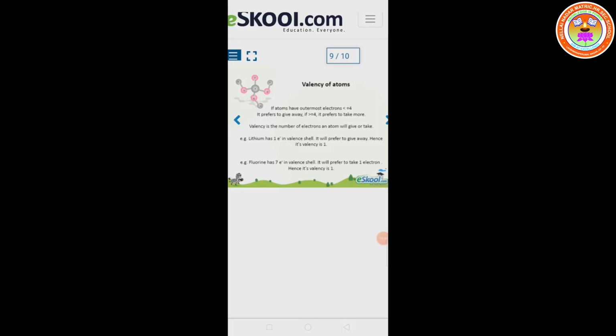For example, lithium. Lithium has 1 electron in the valence shell. Lithium atomic number 3, so the electron distribution is 2, 1. The last shell contains only 1 electron, which is less than 4, so it will prefer to give away or lose. How many electrons does it lose? Only 1 electron. So that is the valency. Lithium has 1 valence electron, and the valency is also 1 because it loses that 1 electron.